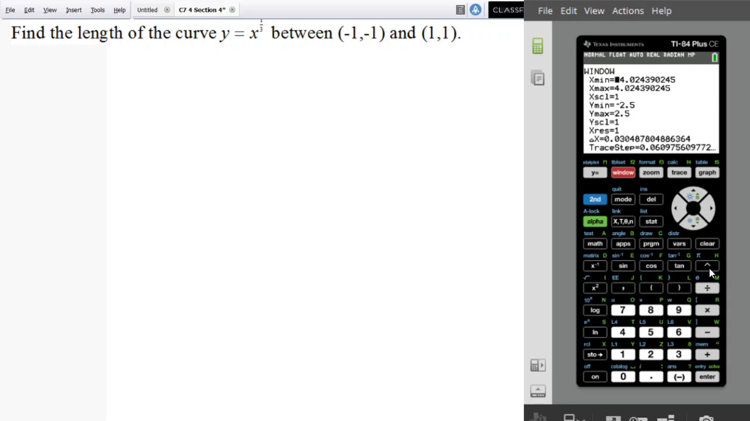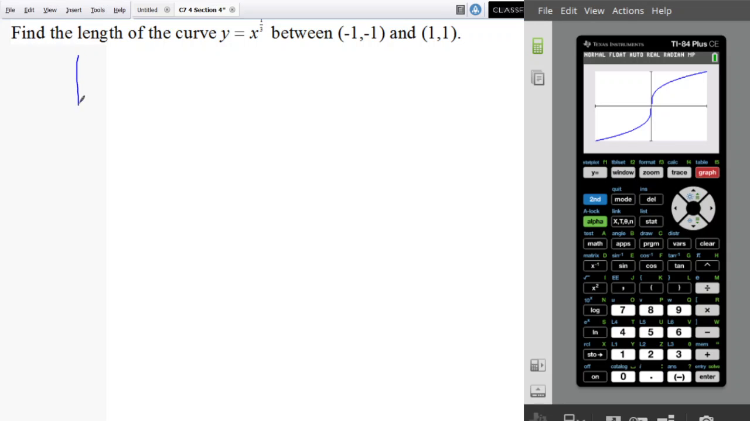So I'm going to really restrict my window from -1 to 1. And from -1 to 1, I'm going to graph it. All right, that's what it looks like. I'm going to sketch that over here now. Why would I have to sketch it? I have it up on my calculator, so looking there, I can now figure out my derivative. So my derivative, dy/dx, is going to be equal to 1/3 x to the -2/3 power.